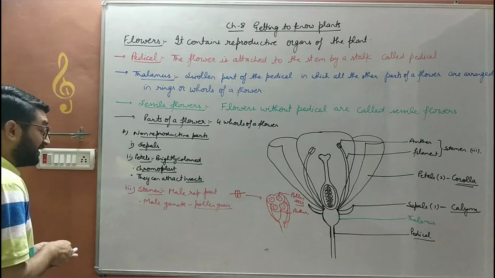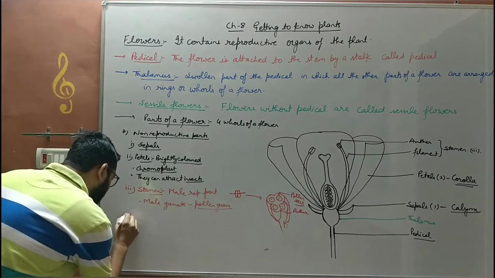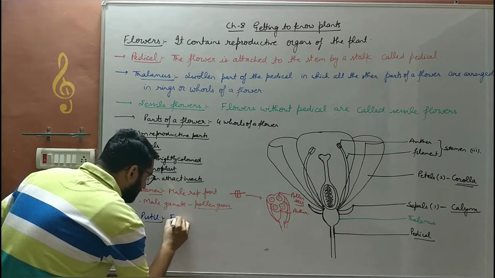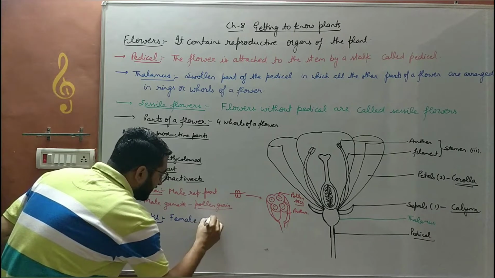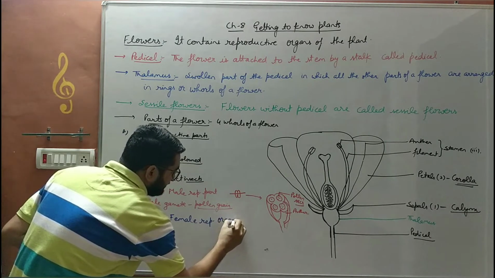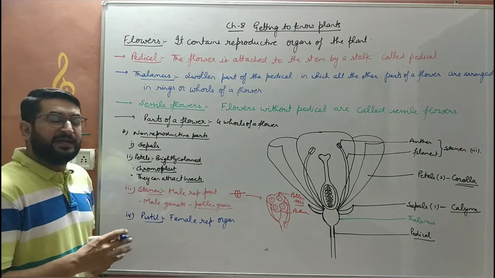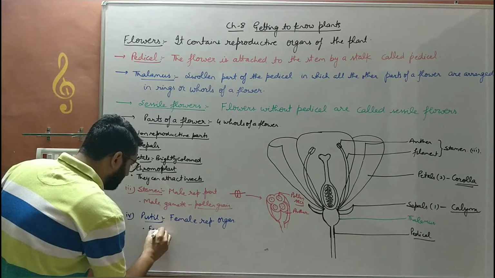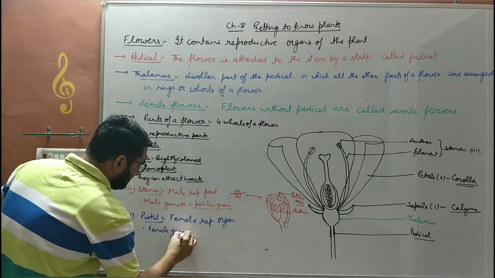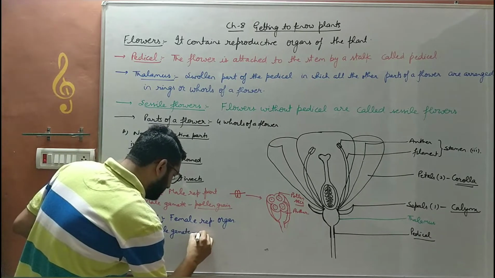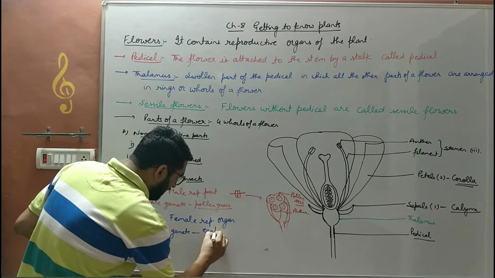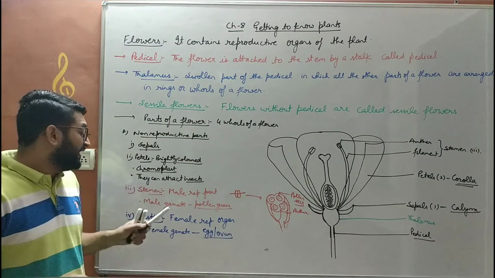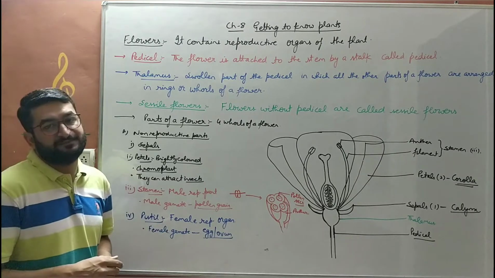The next one, the fourth whorl, is pistil. Female reproductive organ. It is composed of three parts, and female gamete, that is egg और ovum, एक ही नाम है ये. egg और ovum एक ही बात है बच्चे, दोनों में से कोई भी नाम यूज कर सकते हैं, is produced in this pistil.